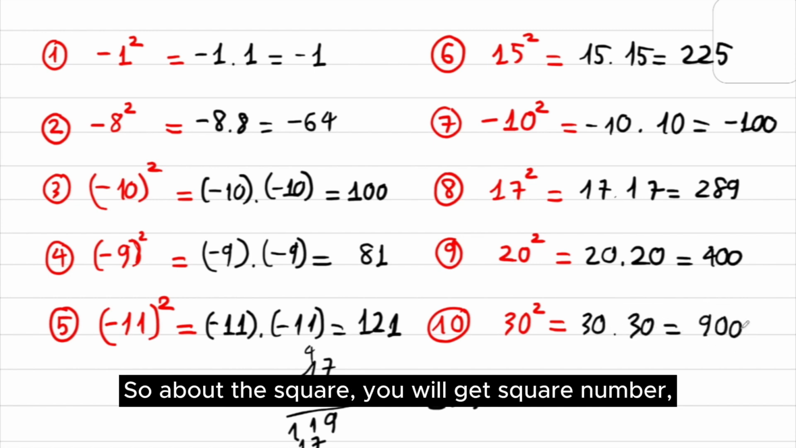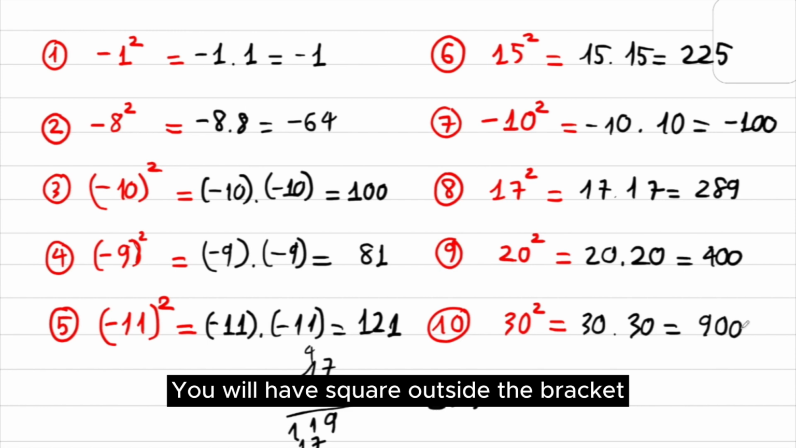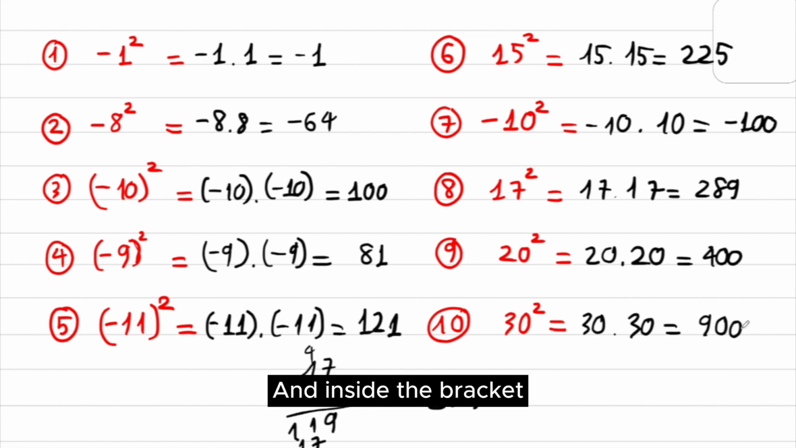Okay. So about the square, you will get a square number. The square outside the bracket and inside the bracket is a little bit different. So I think this video will help you be more careful about calculating.